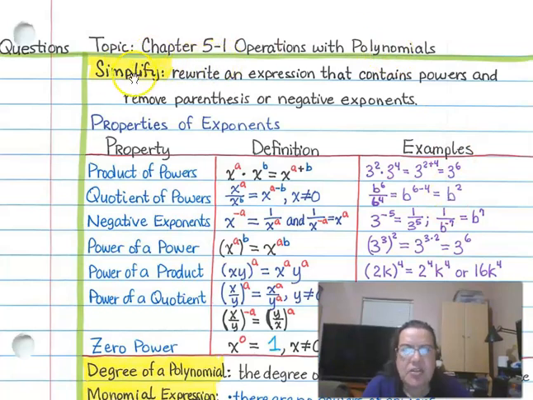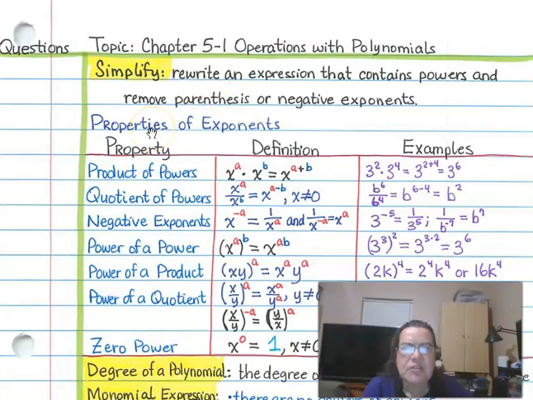All right, so when they ask you to simplify, it just means to rewrite an expression that contains powers, remove parentheses, any negative exponents, and do whatever operations it says, whether it is to add, subtract, multiply, divide, etc. So now we're going to be dealing with a polynomial. So let's see what a polynomial is.